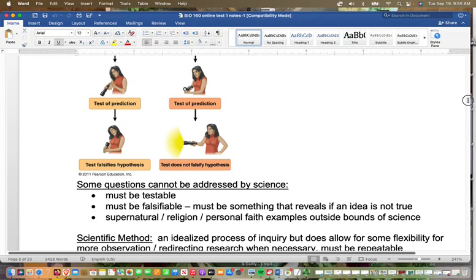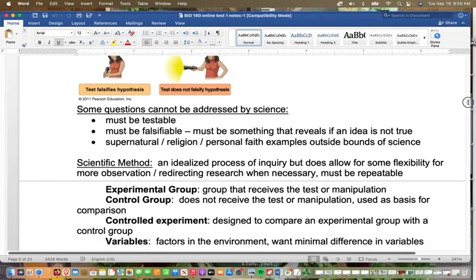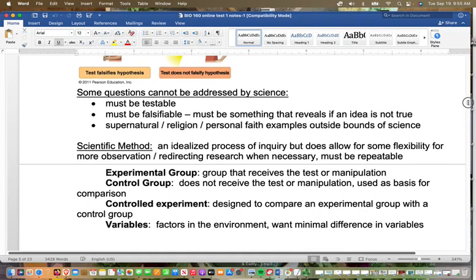Not everything can be answered by science. So sometimes people have a tendency to want to use science to explain everything, and there are places where it just doesn't. It has to be testable. If you can't test it, then science is not going to be able to explain it.